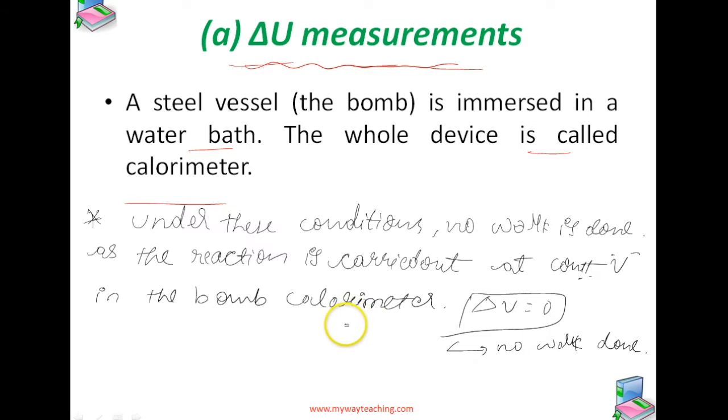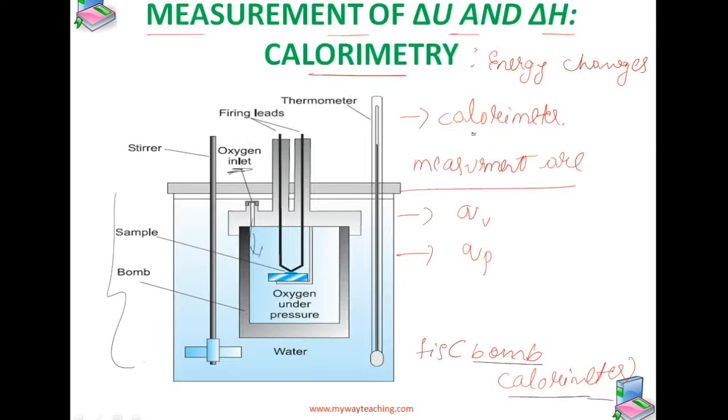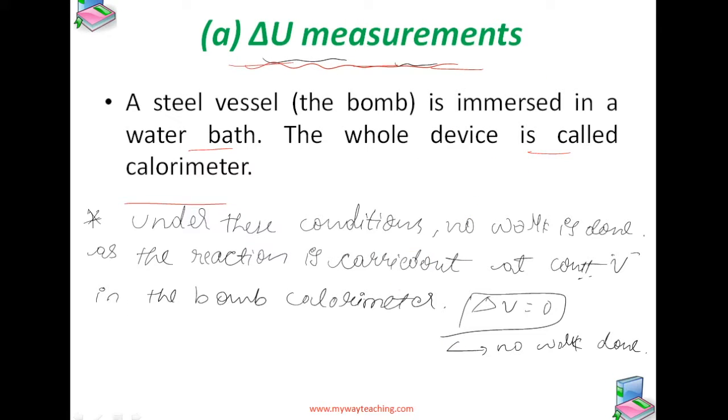Next, this is about the delta U measurement. In this delta U measurement, you have to explain the bomb calorimeter, and then, under these conditions, no work is done as the reaction is carried out at constant volume in the bomb calorimeter. When delta V is equal to 0, no work is done. This is about the delta U measurement.